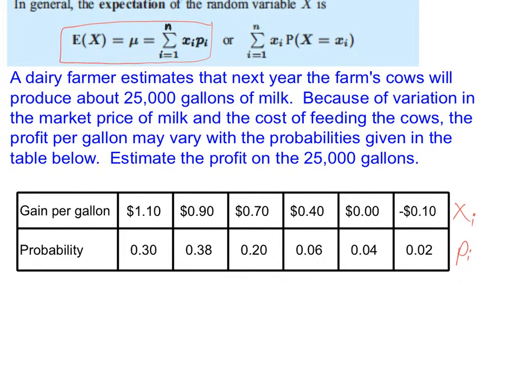Okay? So our expectation here, the expected value of x, is we take each of these and multiply them by their probabilities. So we have a $1.10 that we're making 30% of the time. So we're multiplying those together. We're going to add to that our 90 cent profit times the 38% of the time that we're going to make that profit.